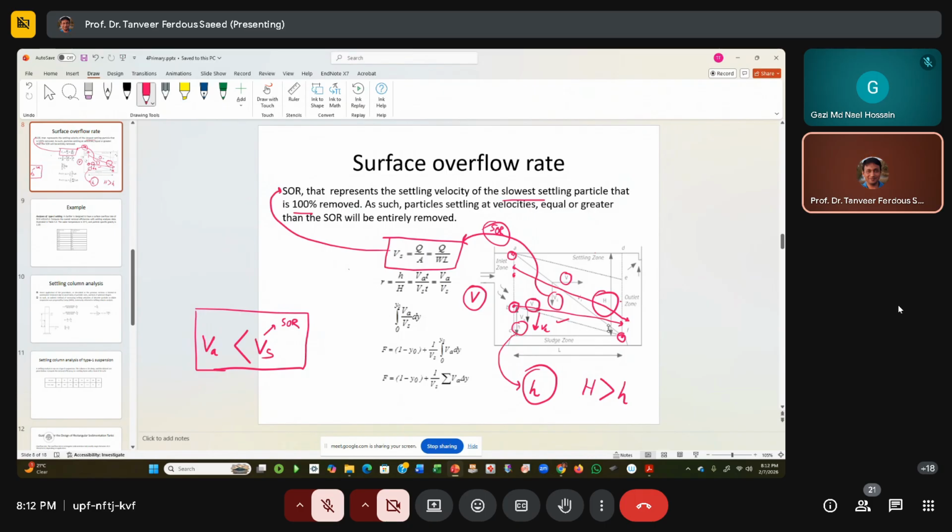Now, we know that according to this theory, if the settling velocity of a particle is lower than S1, it will not be 100% removed. But here we are seeing that this particle is removed. Actually, what will happen here? Some of the particles will be removed, some will wash away.